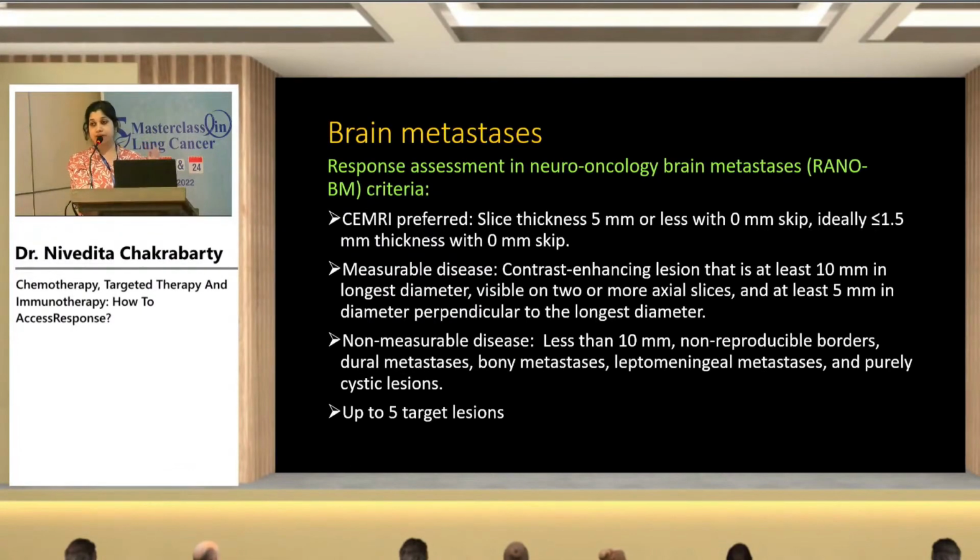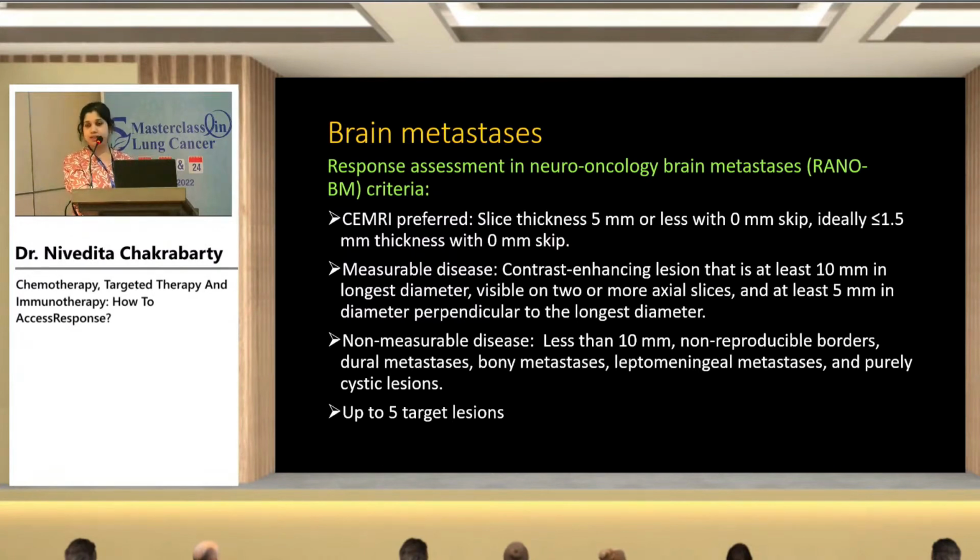A word about brain metastasis. Now, brain metastasis is measured using the RANO-BM criteria. So for this, a contrast enhanced MRI is definitely preferred. The slice thickness should be 5 millimeter or less with 0 millimeter skip. Ideally, it should be less than or equal to 1.5 millimeter. So what is a measurable disease? Any contrast enhancing lesion which is at least 10 millimeter in longest diameter, visible on 2 or more axial slices, and at least 5 millimeter in diameter perpendicular to the longest diameter.